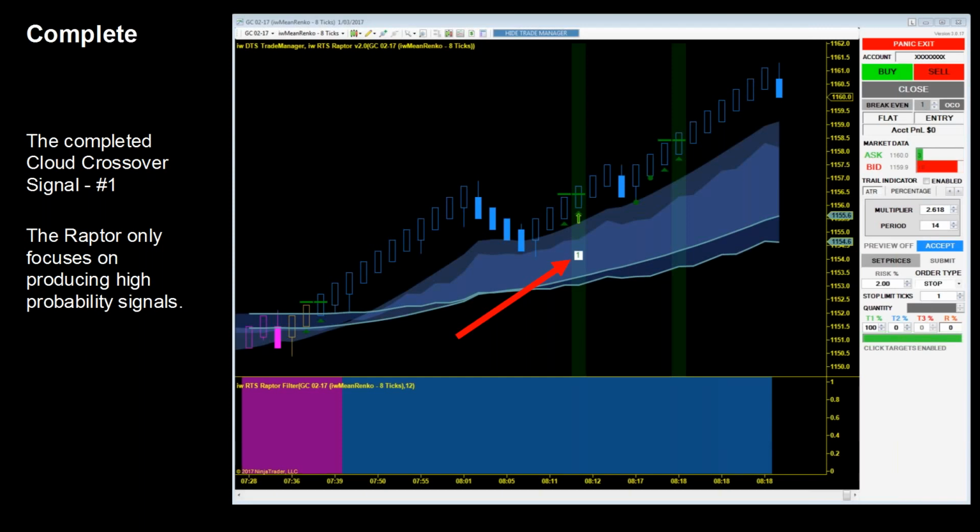So this is what we call the number one signal. This is our number one high probability signal, or the first high probability signal. It's an early warning of the crossover buy signal, and it is a high probability signal. And you can see that it actually had some decent follow through to it, and this is typical for many of the Raptor signals, many of the high probability signals.